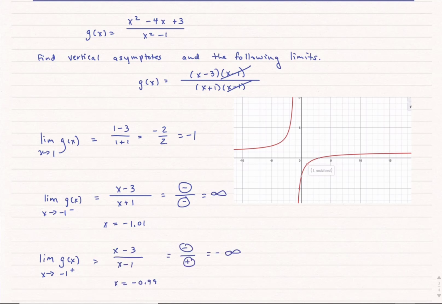and that matches what we see on the graph. And if we do the same thing from the right-hand side of negative 1, you see in this case the denominator is positive. Negative divided by a positive is negative, therefore that goes to negative infinity. Again, this is verified by the graph. That means my only vertical asymptote is at x equals negative 1.